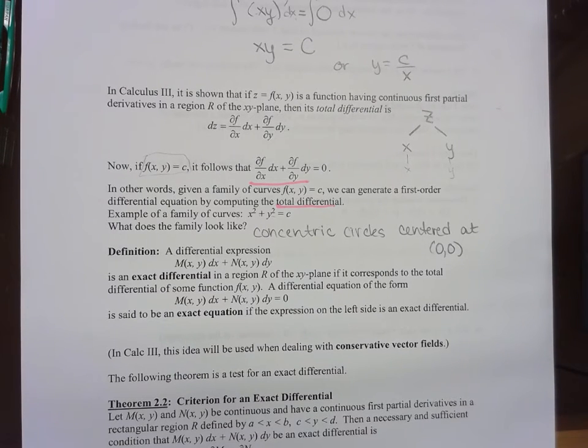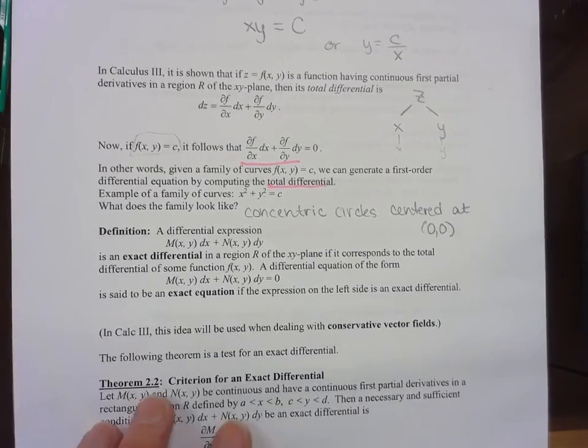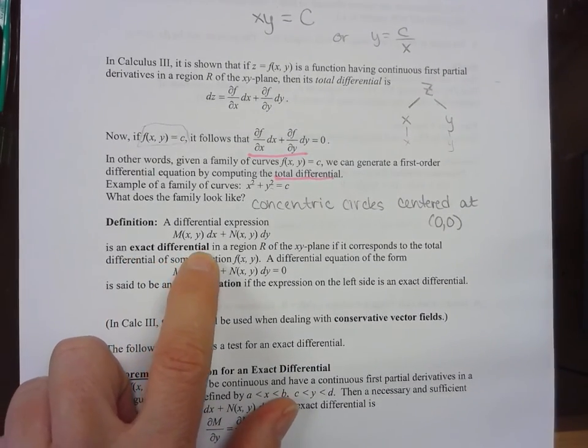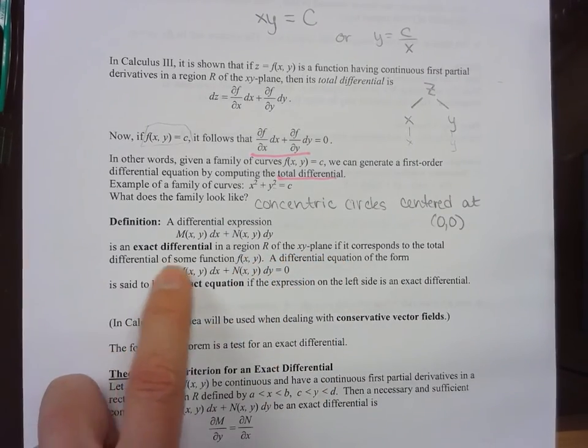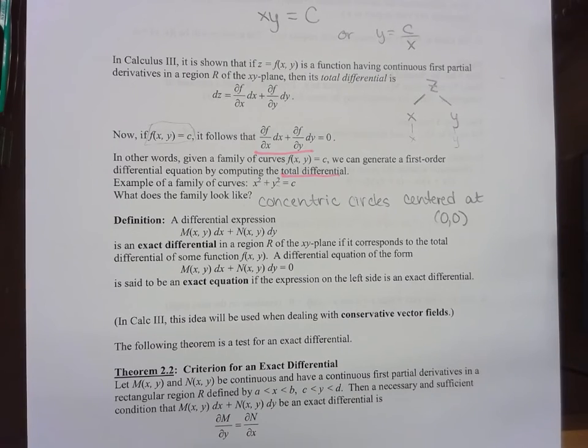So it says a differential expression. This is not an equation anymore because there's no equal sign in there. We just have an expression. So there's some function of x and y in front of dx and some function of x and y in front of dy. In Calc 3, this was our p and our q. Our p dx plus q dy is an exact differential in a region R of the xy plane if it corresponds to the total differential of some function f of xy. So they're going to give us like this expression.